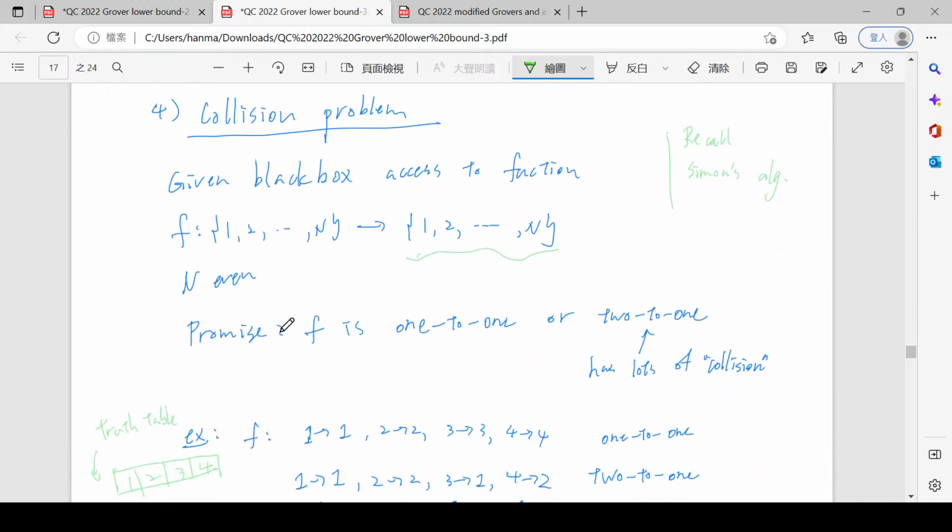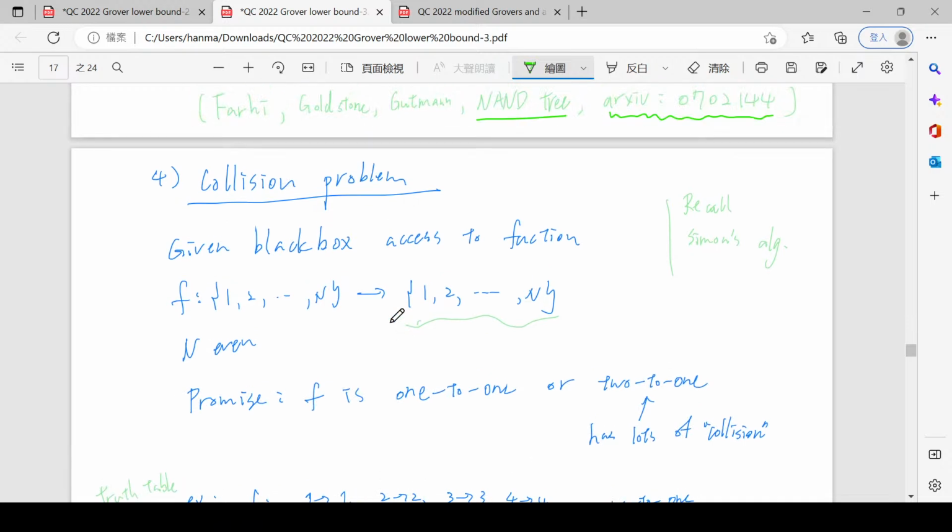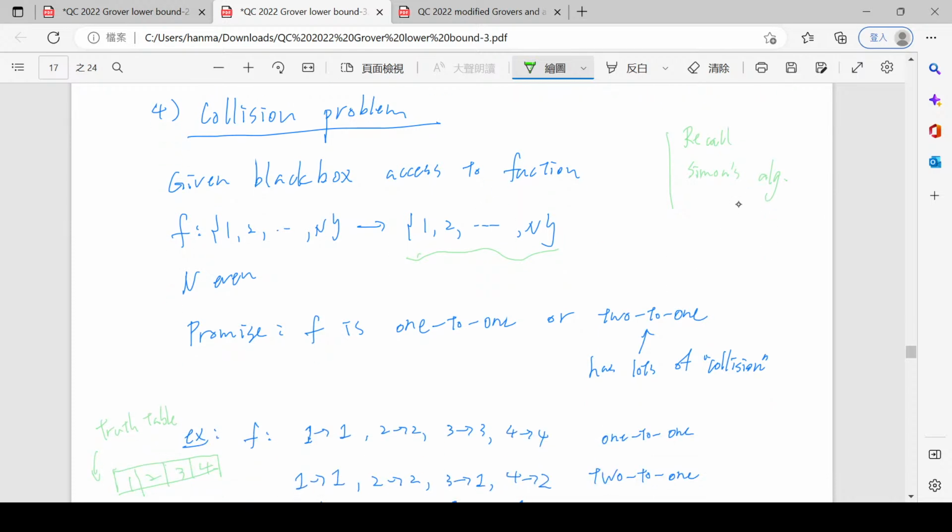Now let's go to a totally computer science problem, the collision problem. We already saw this problem when we ran Simon's algorithm. But anyway, the problem setting is this. It's a query problem. We are given black box access to a function, but now it's not a binary function. It's an n-to-n function, okay? That's because this is more natural for collision.